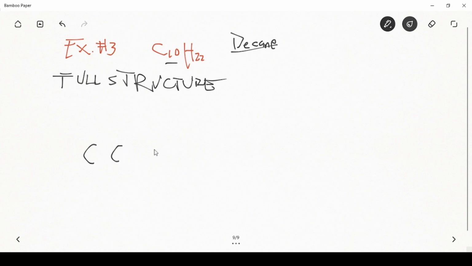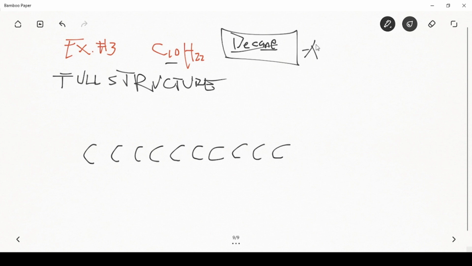1, 2, 3, 4, 5, 6, 7, 8, 9, 10. Now, since it is ane, therefore it indicates that this compound is an alkane. And if you are going to write a full structure of an alkane compound, you must connect these carbons with single bonds. Okay, single bond, single bond, single bond, single bond, single bond, single bond, single bond, single bond.